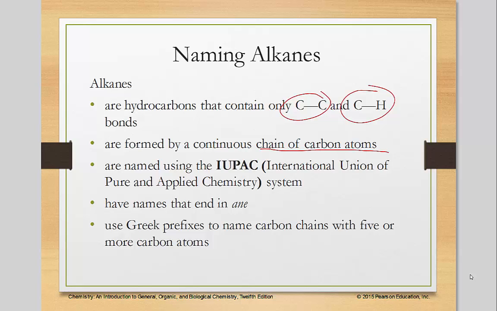Speaking of naming, these are named by IUPAC. That's how you say that. International Union of Pure and Applied Chemistry. They all end in -ane. That's also important because as we add in double bonds and triple bonds and other names, you're going to realize that ending changes. We use Greek prefixes to name the carbon chains with 5 or more carbon atoms.